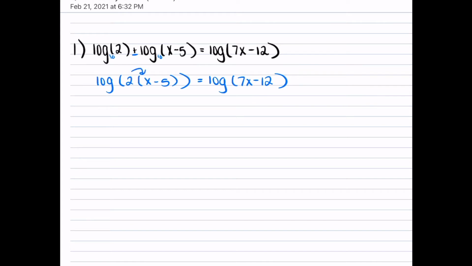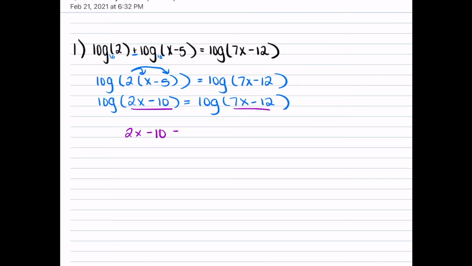Awesome. And then we can distribute this 2 to simplify it. We get 2x minus 10 equals log 7x minus 12. Alright, with strategy 2, because they are logs that have the same bases, we know that we can just set what's in our parentheses equal to each other. So that means that we're going to have 2x minus 10 equals 7x minus 12. Alright, and then we're just going to isolate our x.